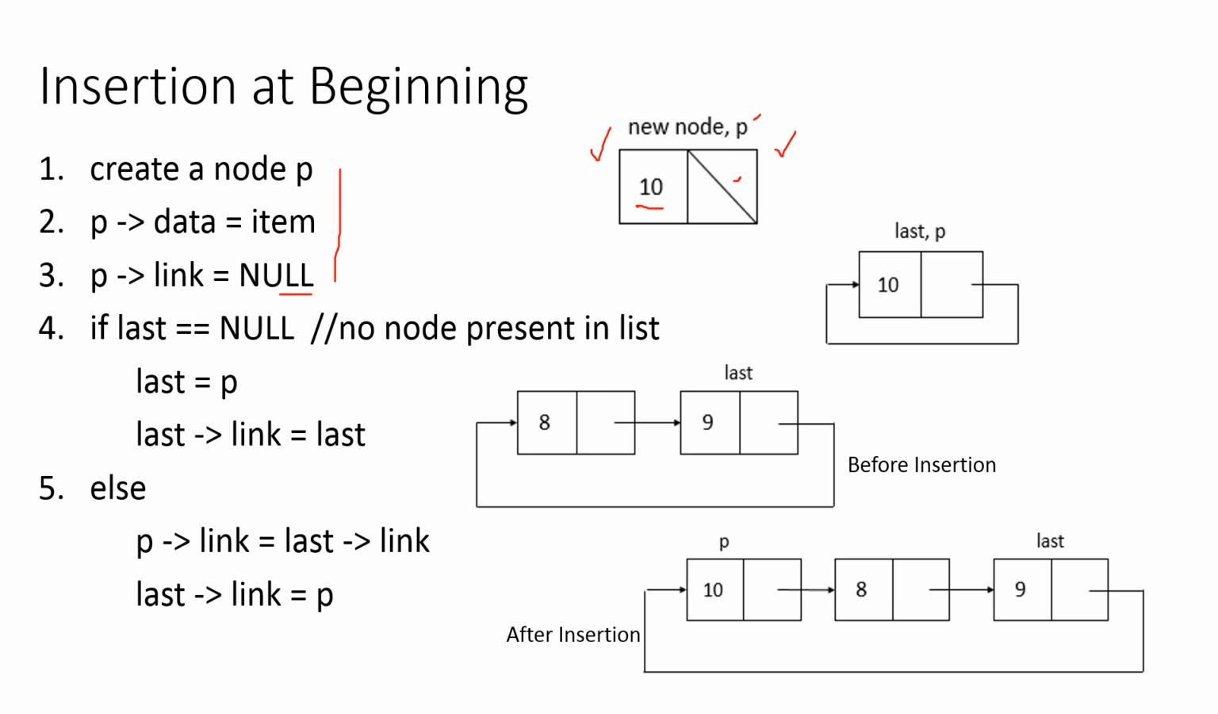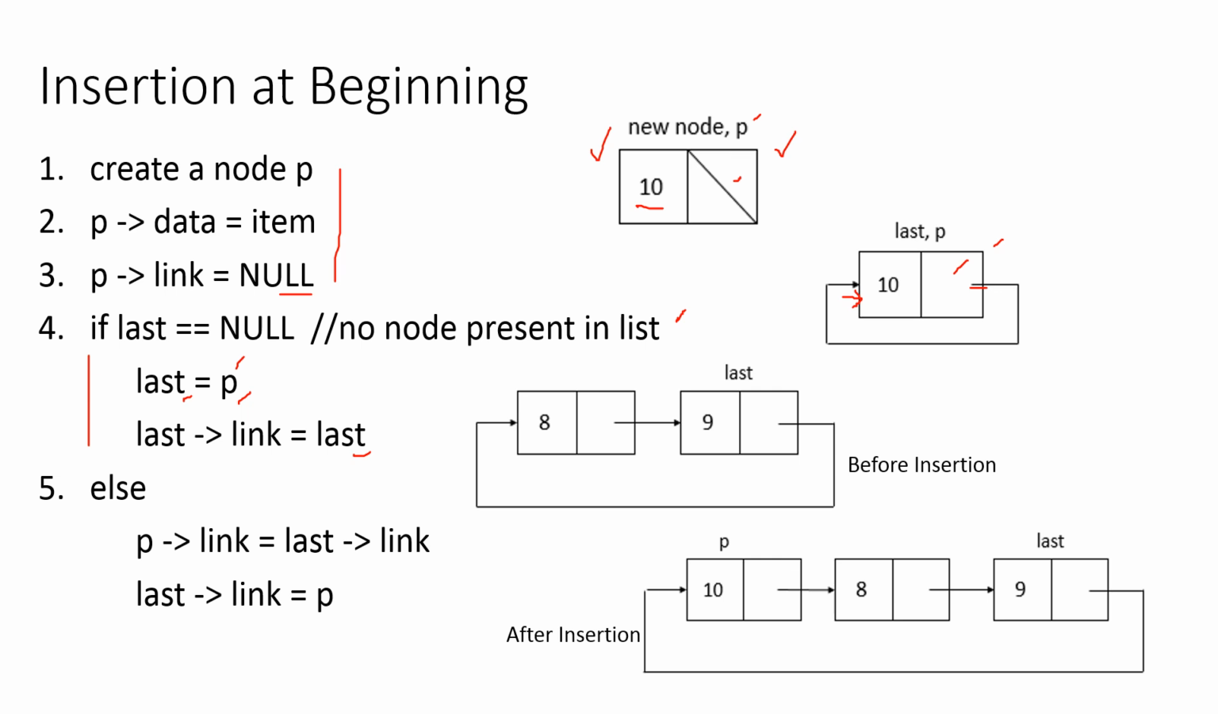Now, if last is equal to null, that is no node is present in the list. So what will happen? Your node, that is P, that will be the only node. Okay. So if last is equal to null, see this node is named as last and it is also having the name P. So last is equal to P, that is the last node. P is a new node which we have created and that is the last node itself. Okay. And then last link is equal to last. So this is last and the link of last is last itself. Okay. So that is the fourth step.